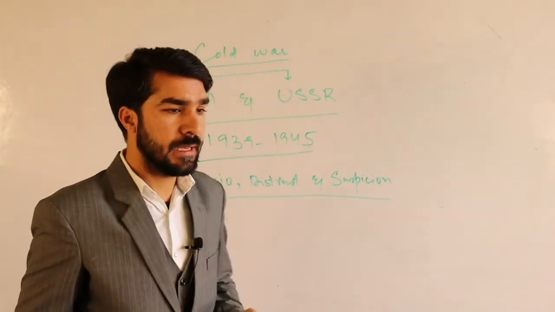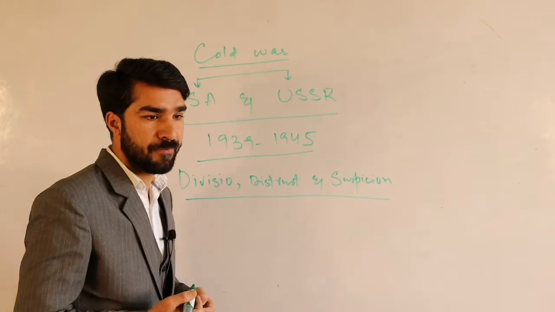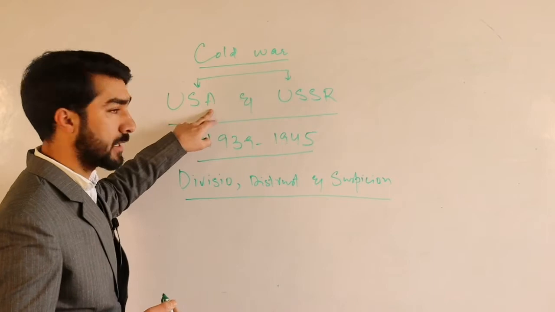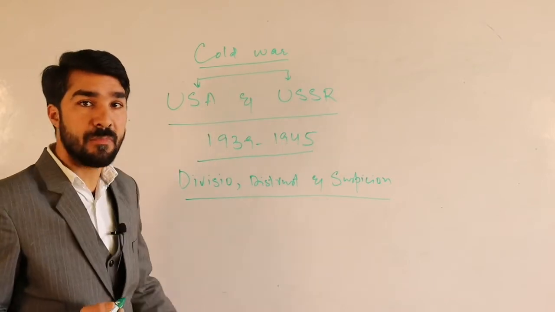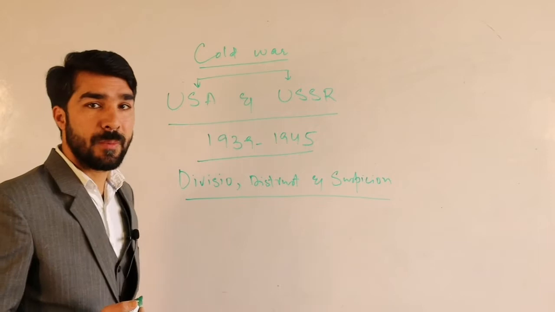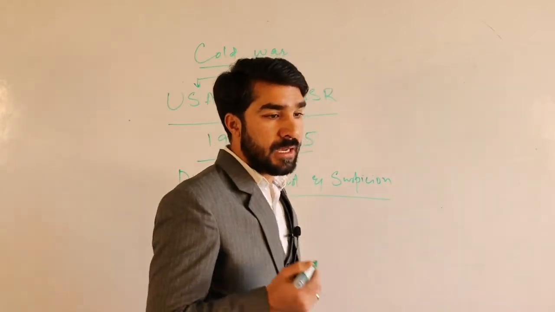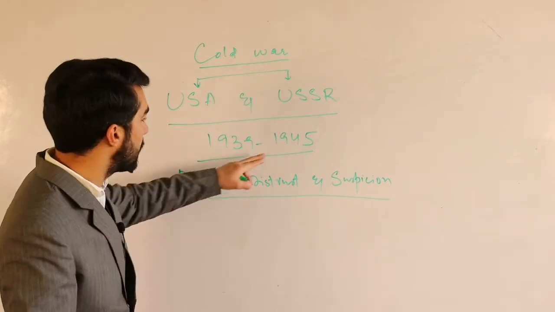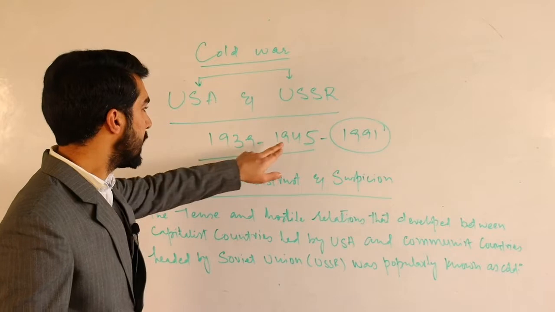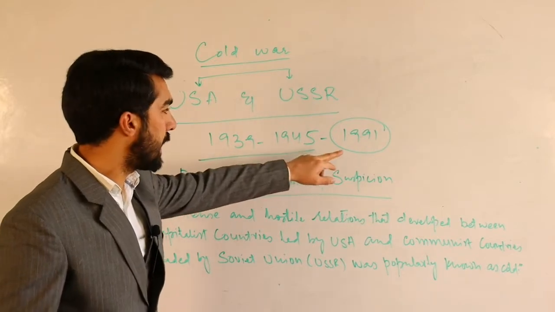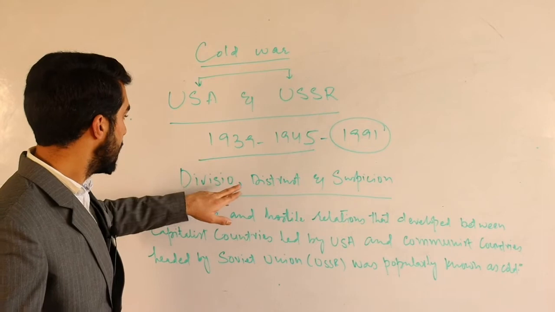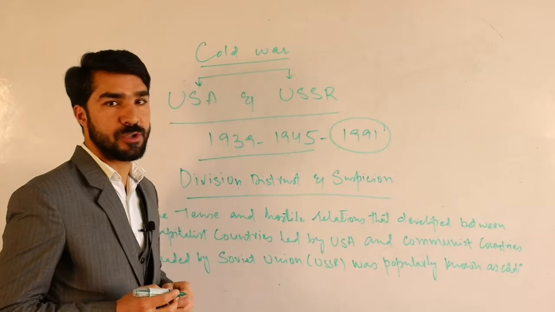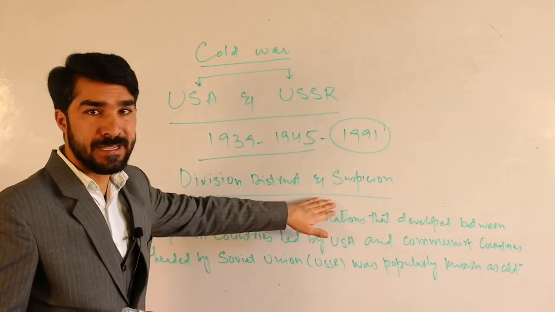In other words, the tense and hostile relations that developed between the capitalist countries led by the United States of America, or you can say liberal democratic countries led by the United States of America, and the communist nations headed by the Soviet Union in the years after the end of the Second World War, that is 1945. From 1945 till 1991, this atmosphere of division, distrust and suspicion was going on between these two superpowers of the world, which was termed as Cold War.